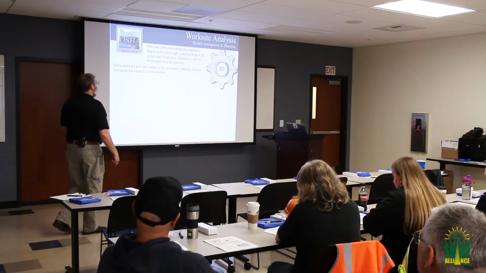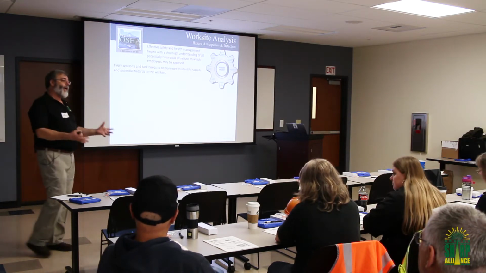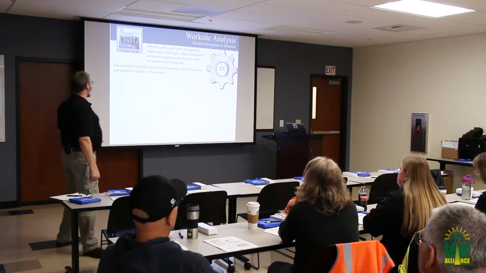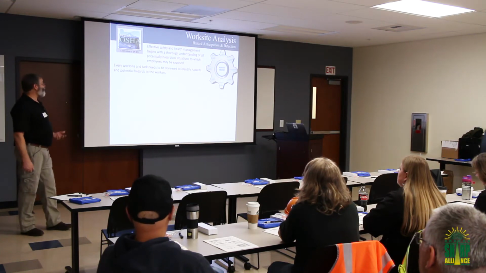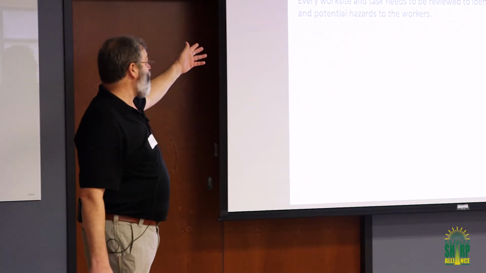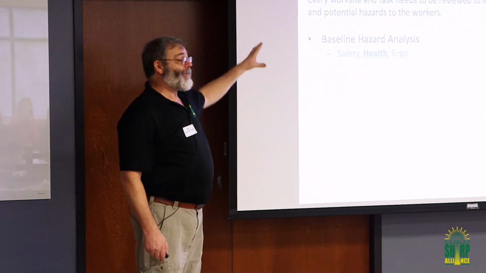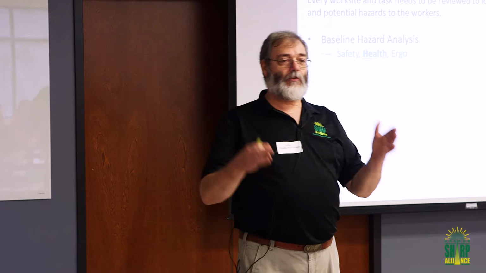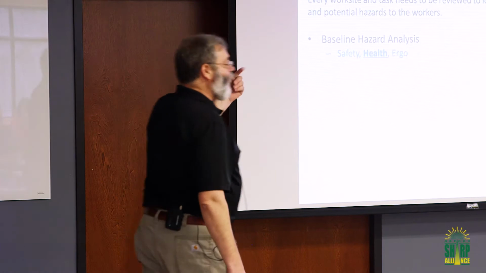All right, so worksite analysis. This is the key that we need to do. We need to understand what kind of hazards our people are exposed to when they're doing a job, okay? It begins with a thorough understanding of those hazards and potential hazards that our people could be exposed to, right? Everything that we do at work needs to be reviewed. What kind of hazards are associated with that job, okay? It's more than just a baseline hazard analysis, but it's got to start somewhere, right? So it starts with our baseline. Okay, these are the hazards that are associated with this type of industry, this type of work. Okay, with safety hazards, health hazards, ergo hazards.